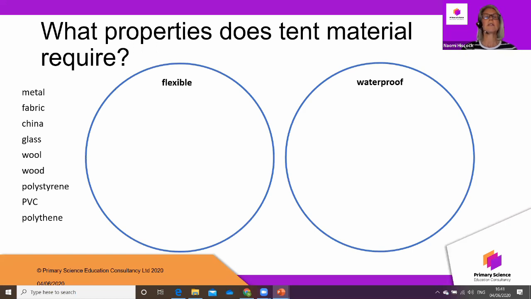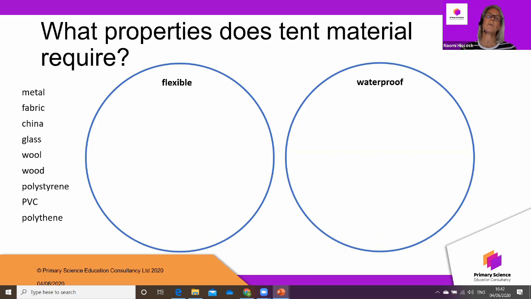We'd probably start this first with just some sorting and grouping, where they're coming up with all the criteria, and then they'd think about which of those properties are important when it comes to a tent. For this example here, I've chosen flexible and waterproof as two properties that are important when we're choosing our material. And the children will then sort them.